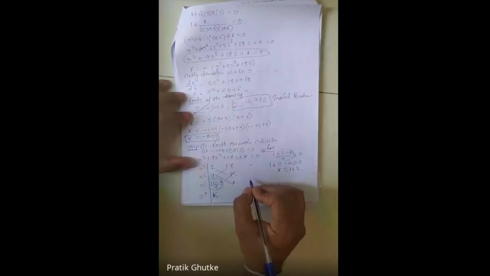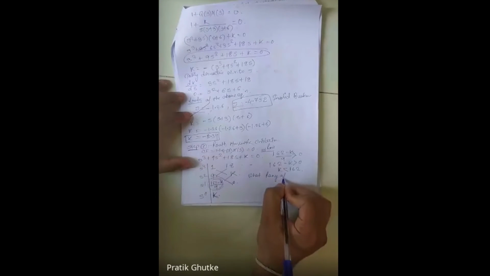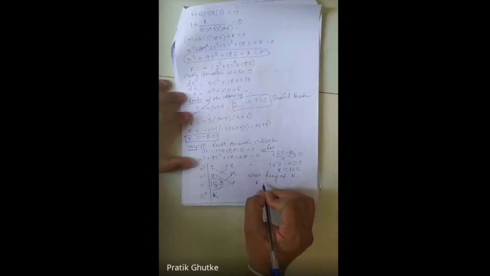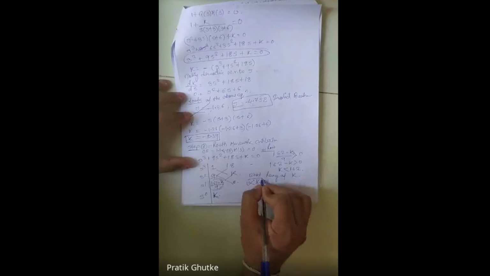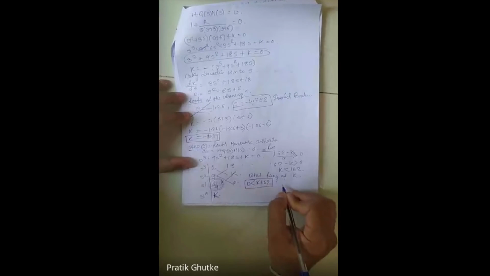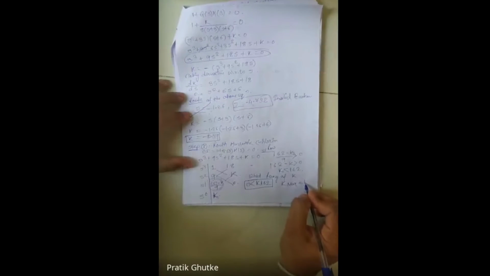So what will be the range of k? The range of k: k is greater than 0, but it is less than 162. This is k marginal. In the question they have asked for the k marginal value. So this k which we have calculated here is the marginal value. K marginal equals 162. We have found it.